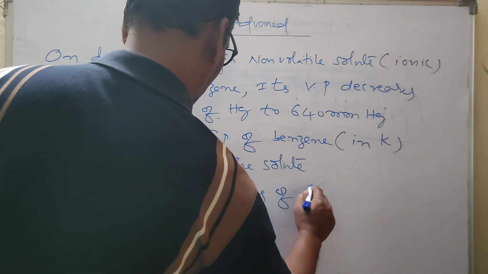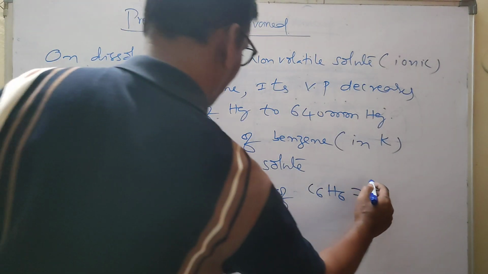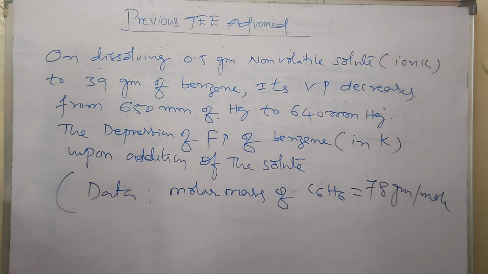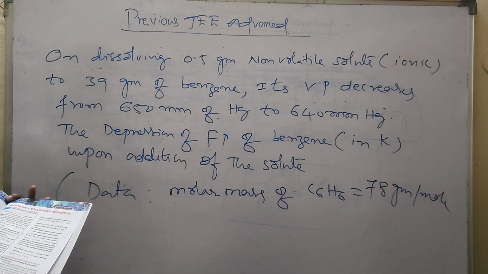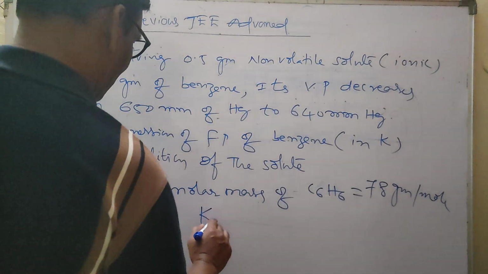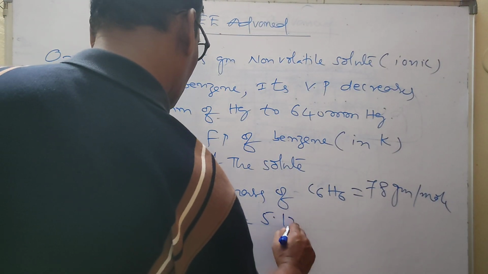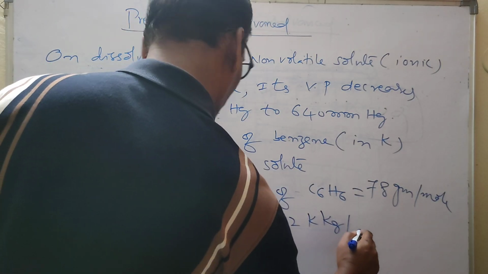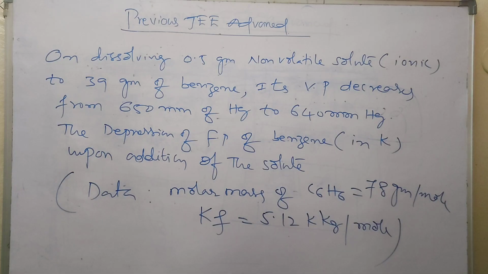Molar mass of benzene, C6H6, is 78 grams per mole. And the molar freezing point depression constant, Kf, is given: Kf is 5.12 kelvin kilograms per mole. This is the question asked. You just note down, then I will explain.